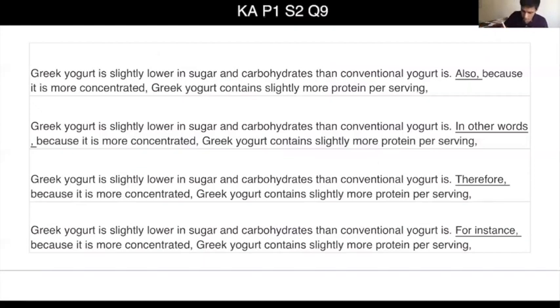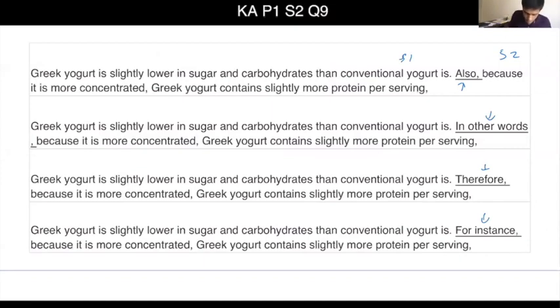But okay, what this basically is testing is, what's the logic between sentence one and sentence two. So also suggests something new. In other words, is a restatement of sentence one. Therefore, sentence two is a result of sentence one. And for instance, is an example.